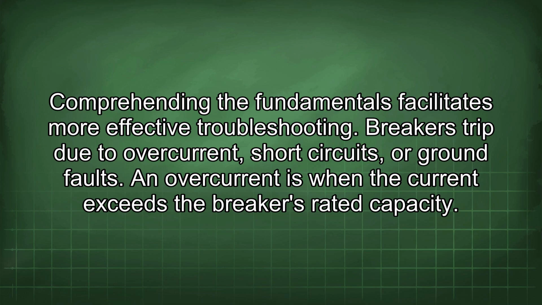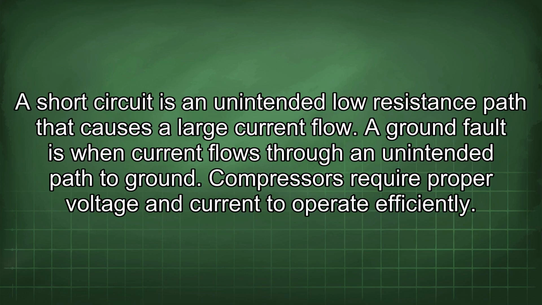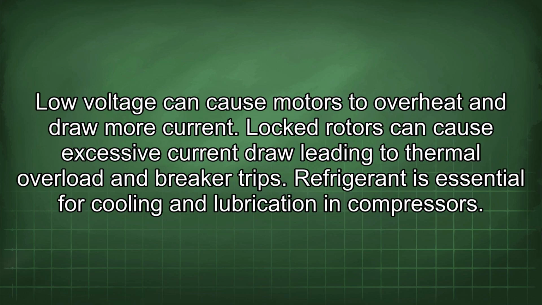An overcurrent is when the current exceeds the breaker's rated capacity. A short circuit is an unintended low resistance path that causes a large current flow. A ground fault is when current flows through an unintended path to ground. Compressors require proper voltage and current to operate efficiently. Low voltage can cause motors to overheat and draw more current. Locked rotors can cause excessive current draw, leading to thermal overload and breaker trips.